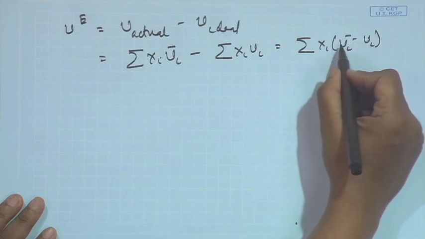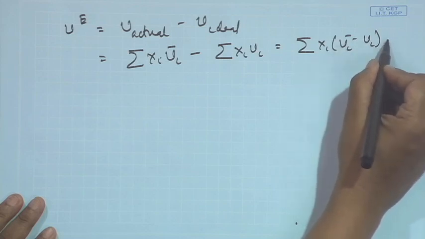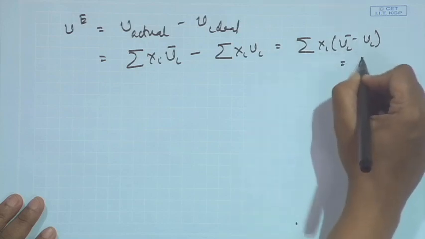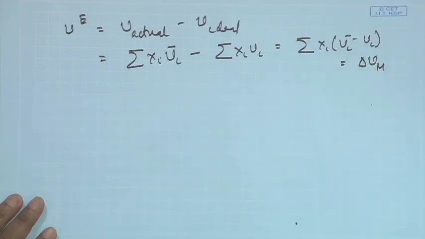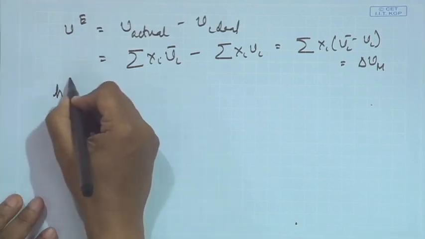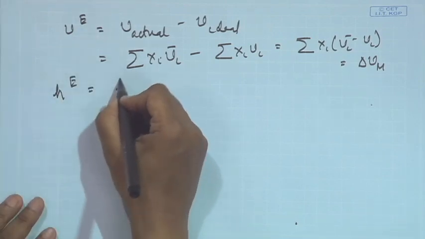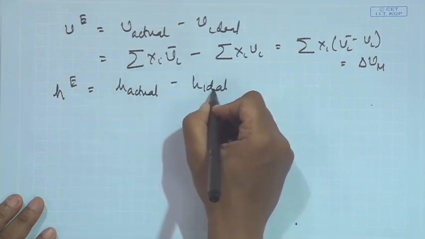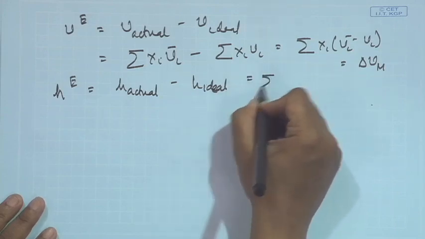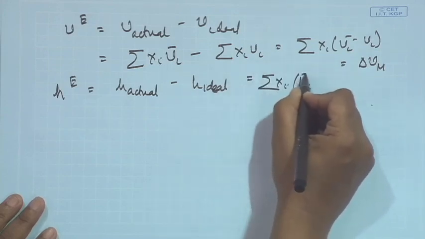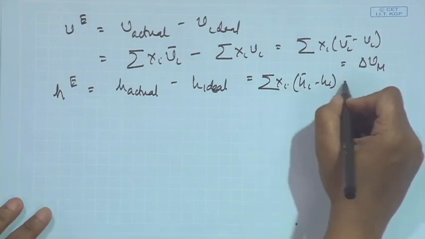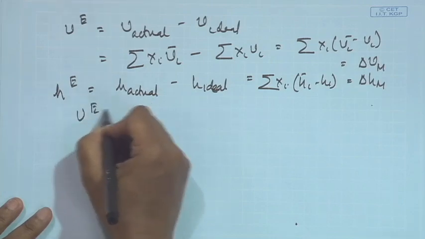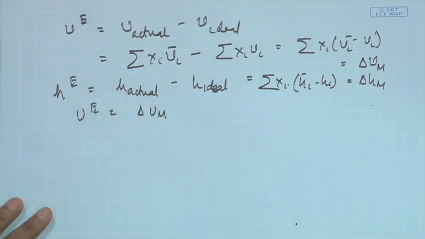Had the solution been ideal, Vi bar would have been equal to Vi and Ve would have been equal to 0. In this case, this is not equal to 0. Therefore, it is actually the volume change on mixing of the solution. Same way we can write down He. Just the same way, H actual minus H ideal, which is nothing but sigma xi Hi bar minus Hi, which is equal to delta H mixing for a real solution. Same thing, UE will be equal to delta U mixing.